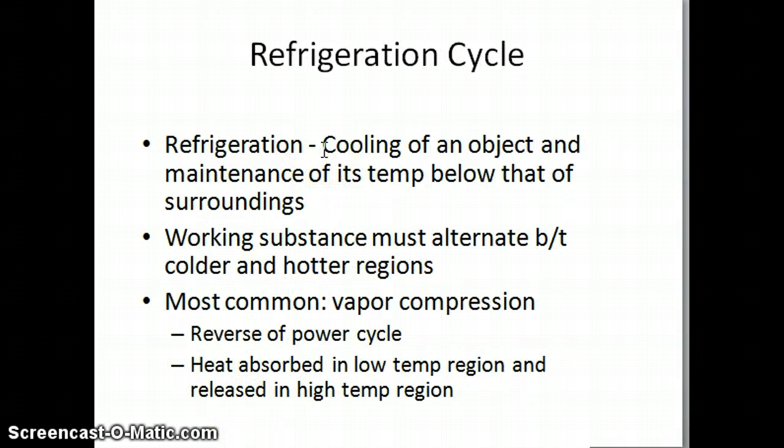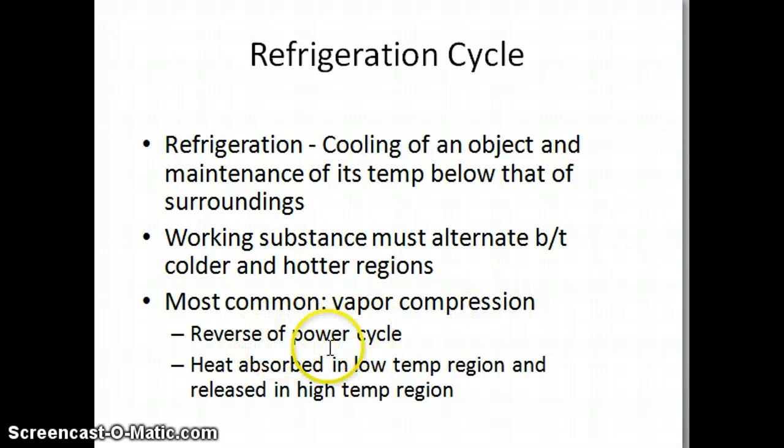Refrigeration cycle is next. First of all, we understand what refrigeration is. Refrigeration is cooling of an object and maintenance of its temperature below that of the surroundings. The working substance must alternate between colder and hotter regions. This is the basic principle of refrigeration, which brings heat from the colder region and ejects it to the hotter region. The most common cycle used is the vapor compression cycle.